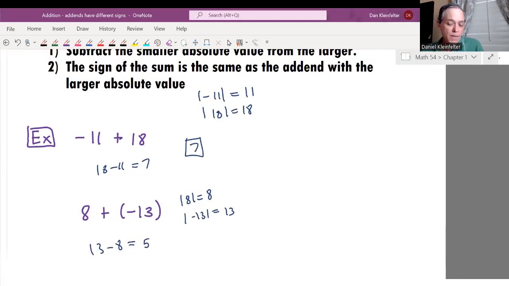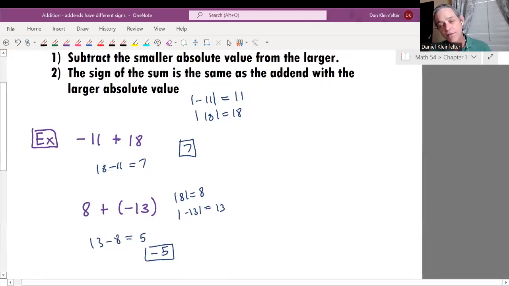Step 2, the sign of the sum is the same as the addend with the larger absolute value. Here, the larger absolute value is going to be negative 13. So the final answer will be negative 5.